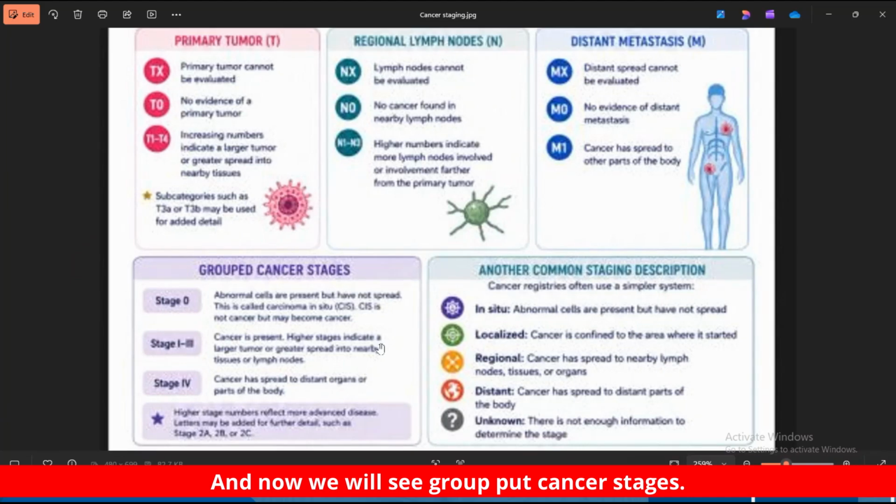And now we will see grouped cancer stages. Basically we have a total of 5 stages including stage 0. Stage 0 means abnormal cells are present but have not spread. This is called carcinoma in situ. CIS is not cancer but may become cancer. Most of the time we will see it as DCIS in breast.